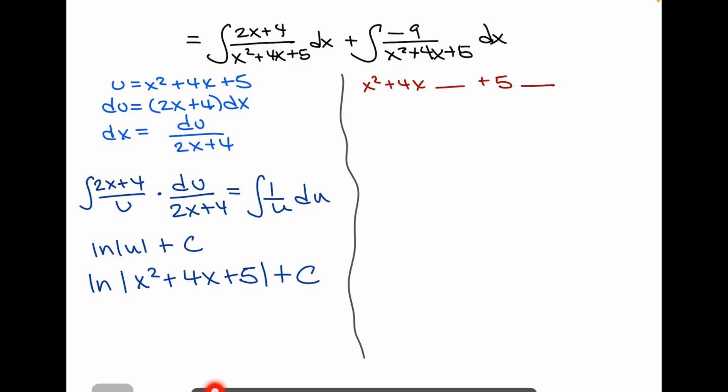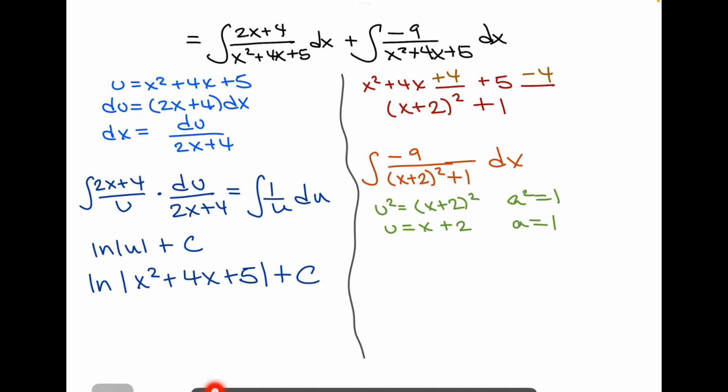So to complete the square, I just look at the first two terms, x squared plus 4x. Half of 4 is 2. 2 squared is 4. So I'm going to add 4, and I'm going to subtract 4 as well. The first three terms can be factored as x plus 2 quantity squared, and then 5 minus 4 gives me 1. So we have the integral negative 9 divided by x plus 2 squared plus 1 dx.